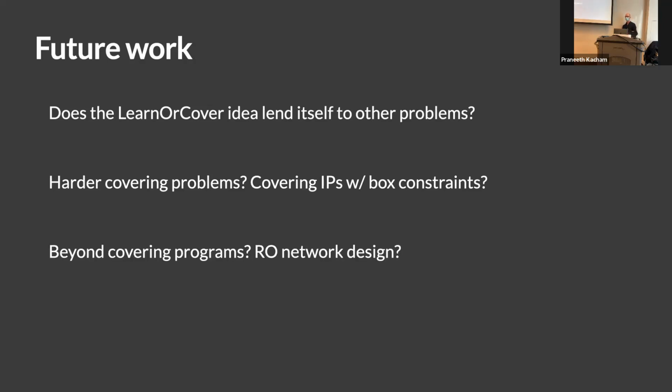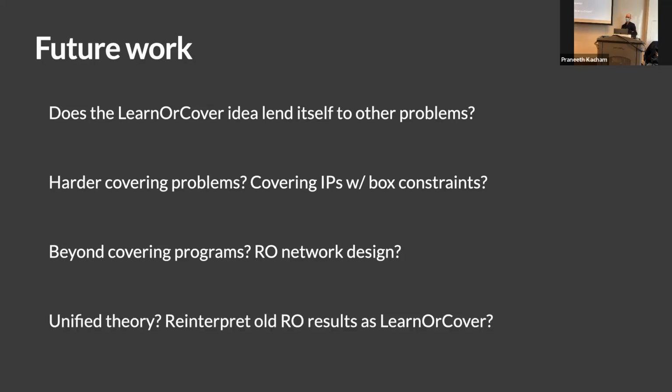Can you go beyond covering problems? Can you handle problems in network design, like online network design, if you assume the input comes in random order? I'd love to know more. And finally, is there some unified theory of random order algorithms? Can you reinterpret old random order results as learn-recover? That's basically all I had. I'm right on time. So thank you for listening and I open the floor to questions.